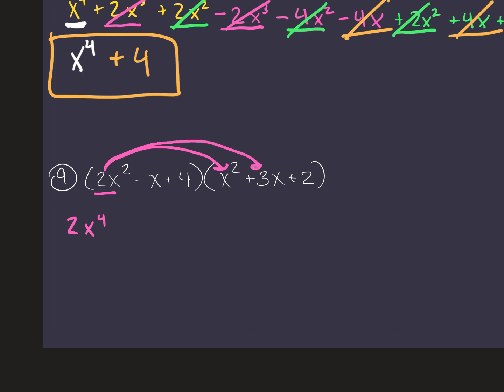2x squared times 3x. 2 times 3 is 6. Then we have x to the 3rd power. And then 2x squared times 2 would be 4x squared.